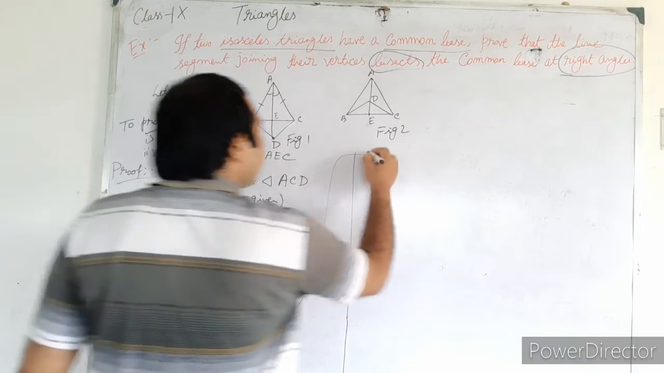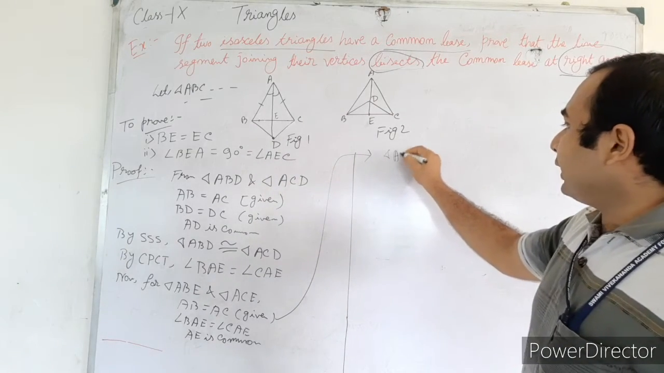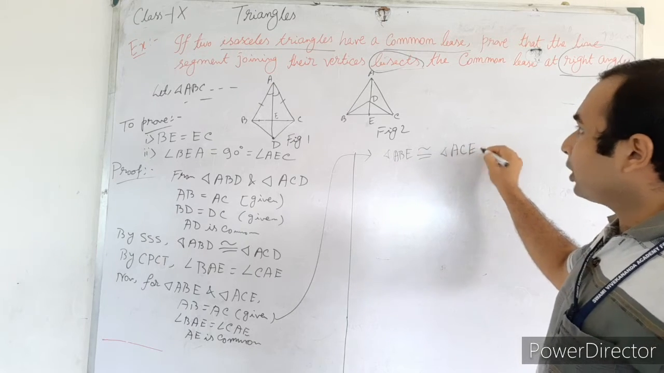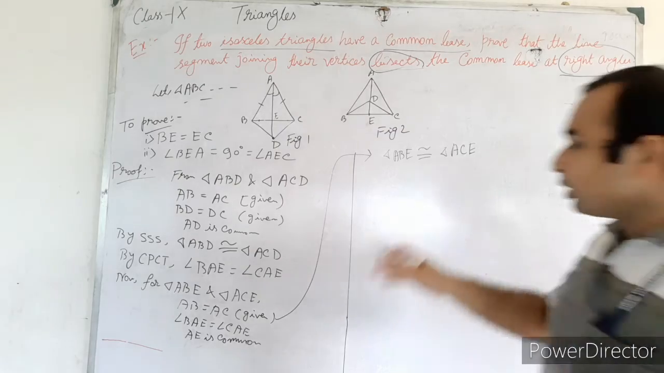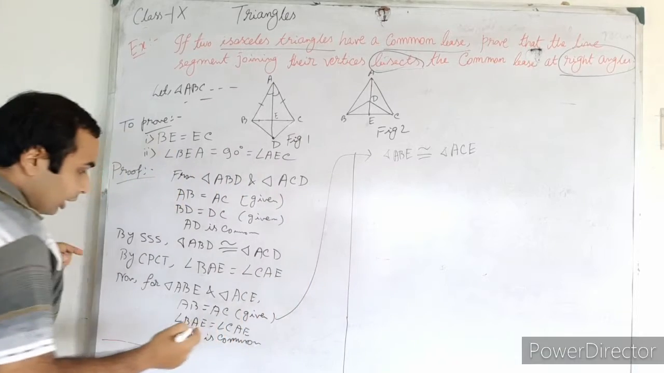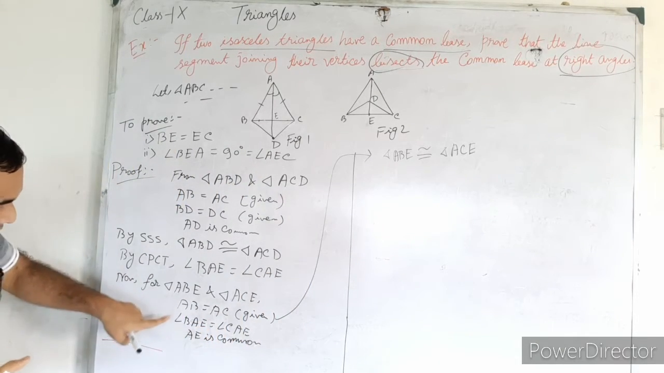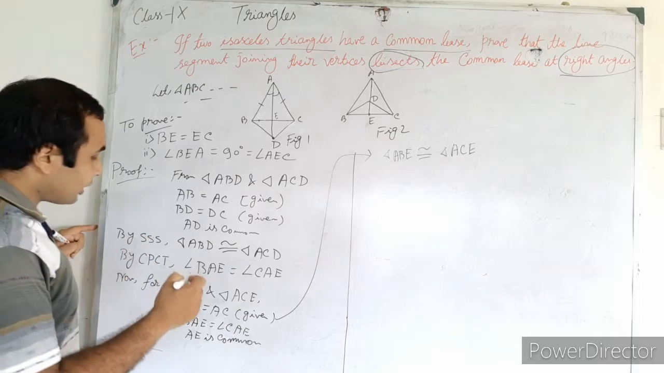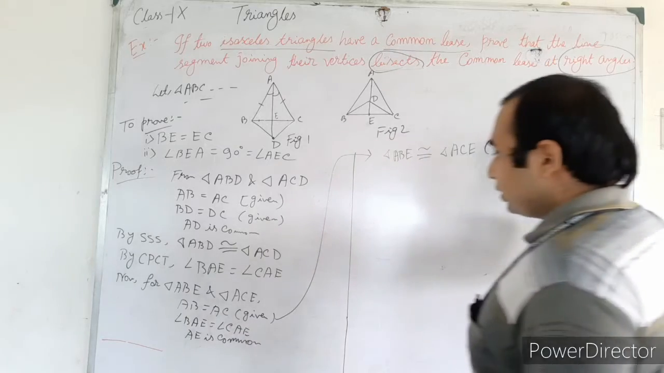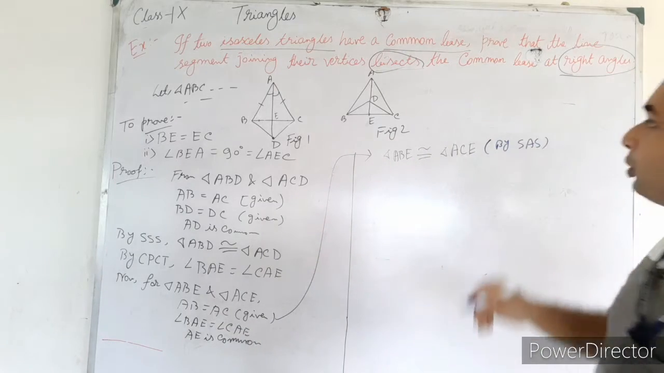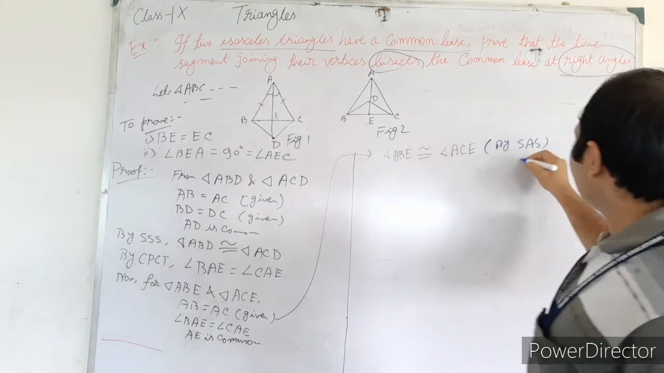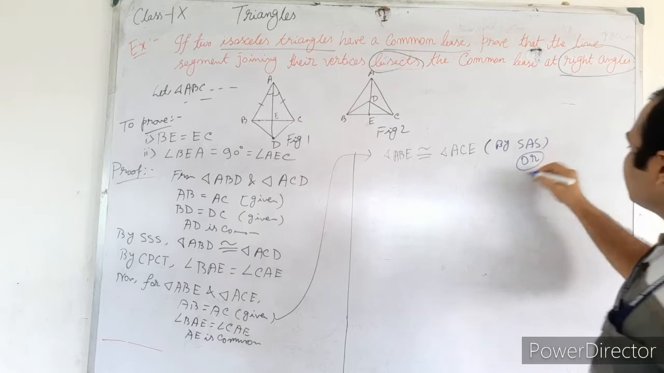So from here, I am writing here that triangle ABE is congruent to triangle ACE. Here also, if you want, you can prove this in this way. Here we have proved it by the SAS property; you can use the AAS property also. Here I am writing by SAS property. If we want to use AAS, that means here I am writing OR. You can use this one also.